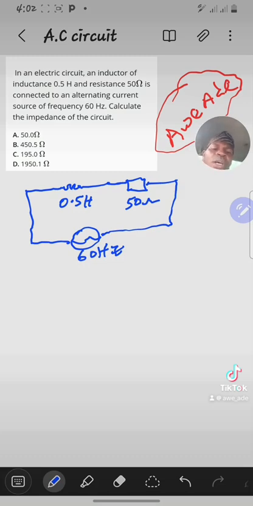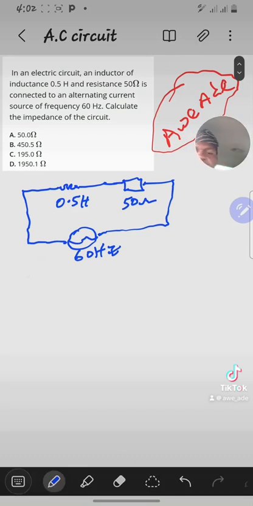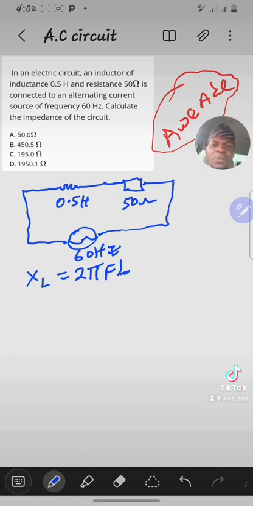Now, to calculate our impedance, we need to calculate the inductive reactance first. And to calculate the inductive reactance, we are going to use the formula X subscript L, which is 2 pi F L. So our X subscript L is representing the inductive reactance. F is representing frequency in Hz. Then the L is the inductance in Henry, which is 0.5 Henry.